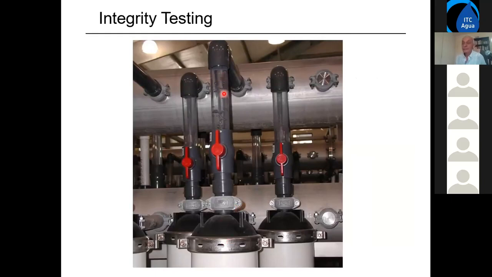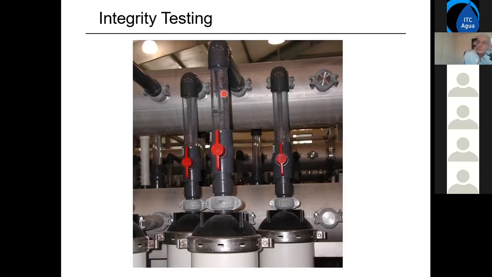Now, the module has to be taken out of operation. Then you have to find the fiber which has a problem and plug both ends of the fiber. You have to remember that the system could have 10,000 fibers. So it's not an easy task. The module is long, about 1.5 meters. It's heavy. Finding the fiber and correcting it is a difficult operation. Therefore, usually the membrane manufacturer has to provide a warranty for how many breakages will be allowed before they have to replace the element.